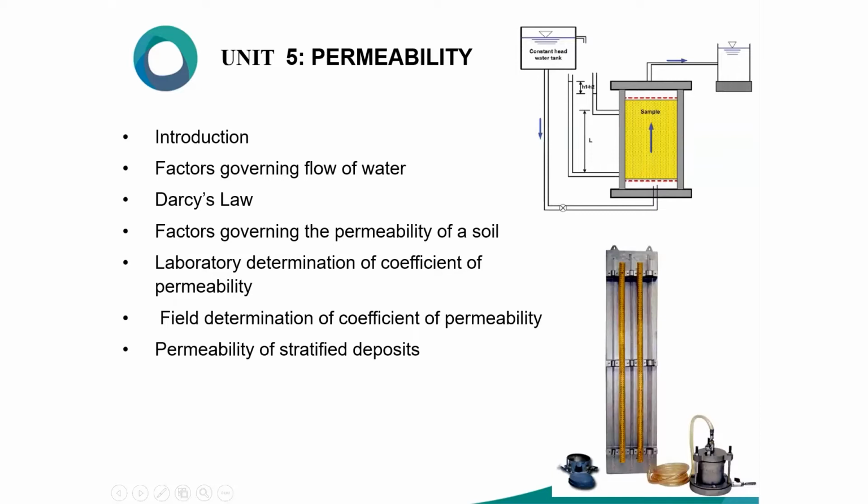Next module, you will try to understand permeability. What do you mean by permeability? Why do you want to do this test? Suppose rain is coming. Once rain is coming, where will it go? The rain will fall on the soil only. The soil will absorb the water. So each soil will have a different property. Some soil will take water more. Some soil won't take water. It will take and it will leave it.